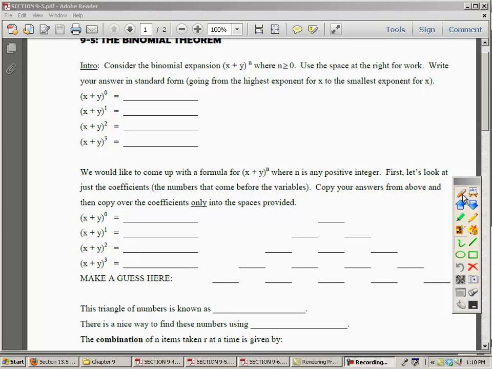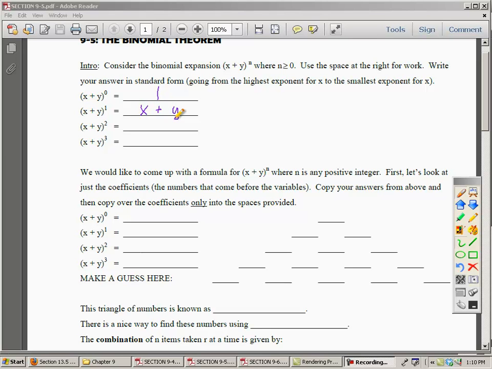We want to write these exponentials in just general terms. What do they look like? Anything to the 0 power is just 1. Take a look at x plus y to the first power: I just get an x plus a y. If I square this, it's like saying x plus y times x plus y.